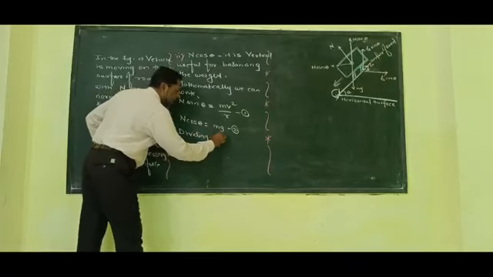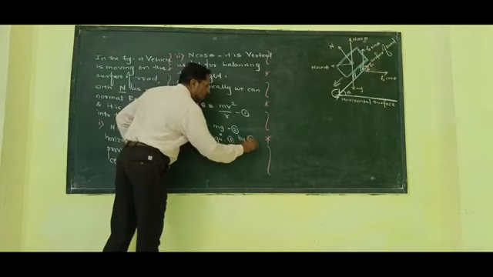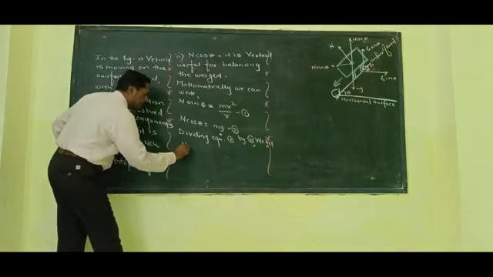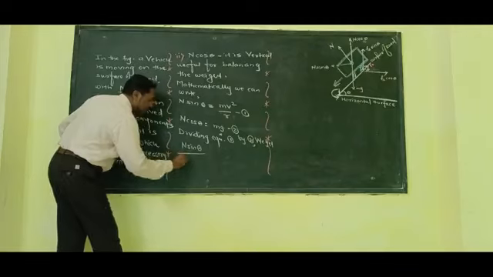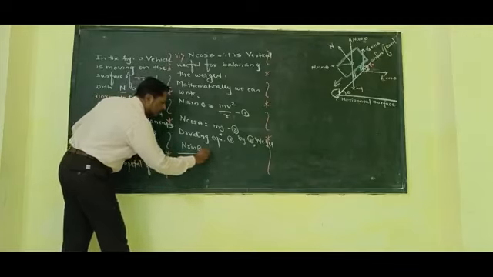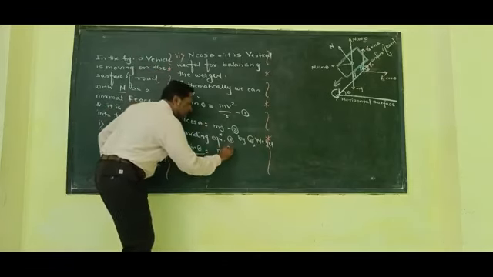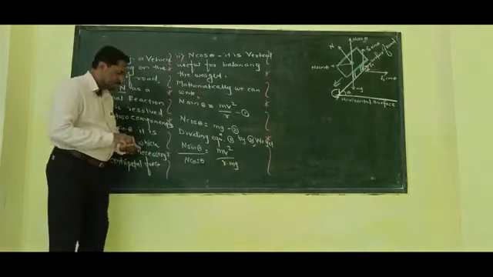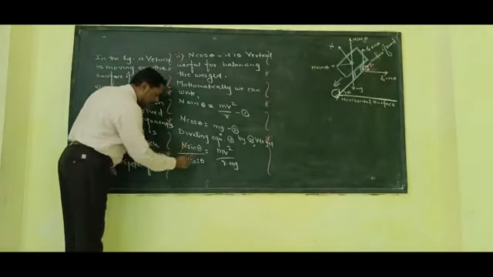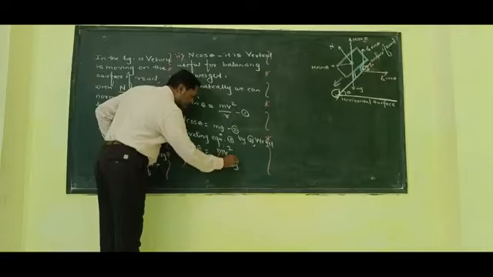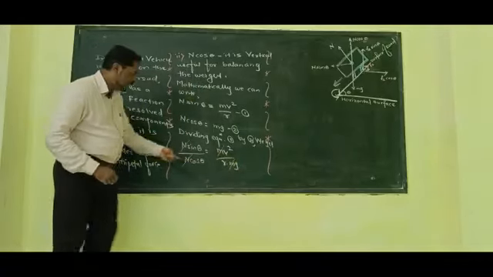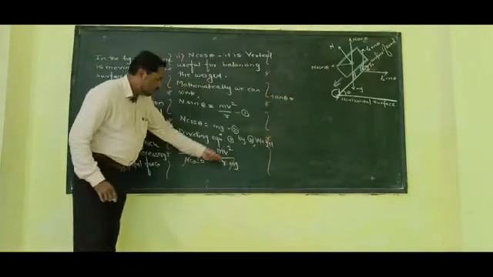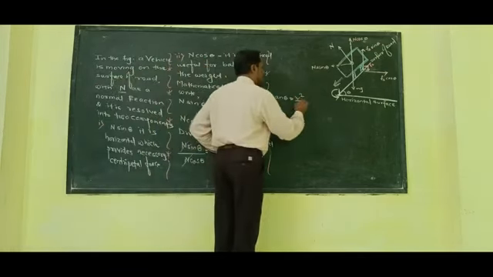Dividing equation 1 by 2, we get n sine theta upon n cos theta is equal to mv square upon r into mg. Which factor can we cancel here? The factor n gets cancelled. Here it also gets cancelled. So we get sine theta by cos theta, which is nothing but tan theta, is equal to v square upon rg.